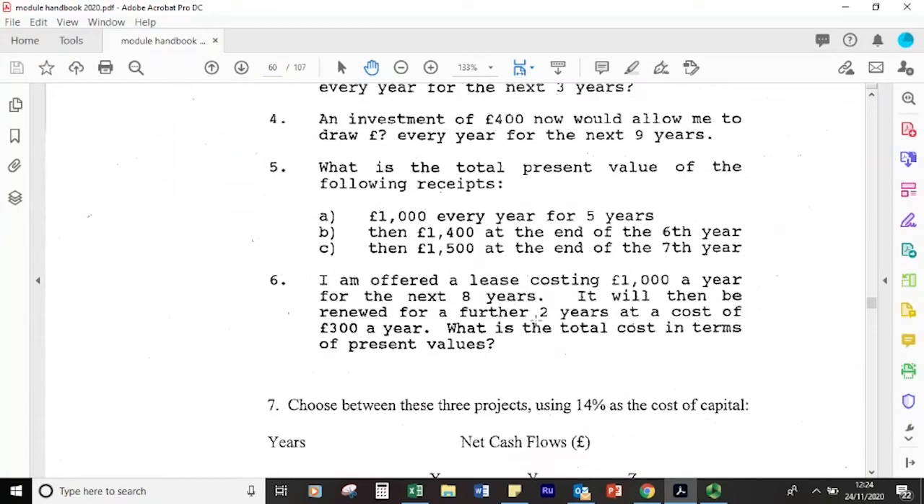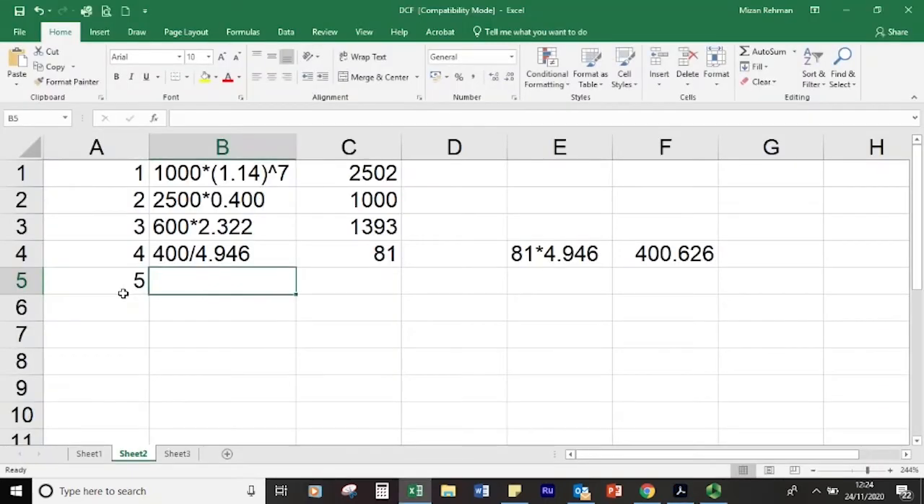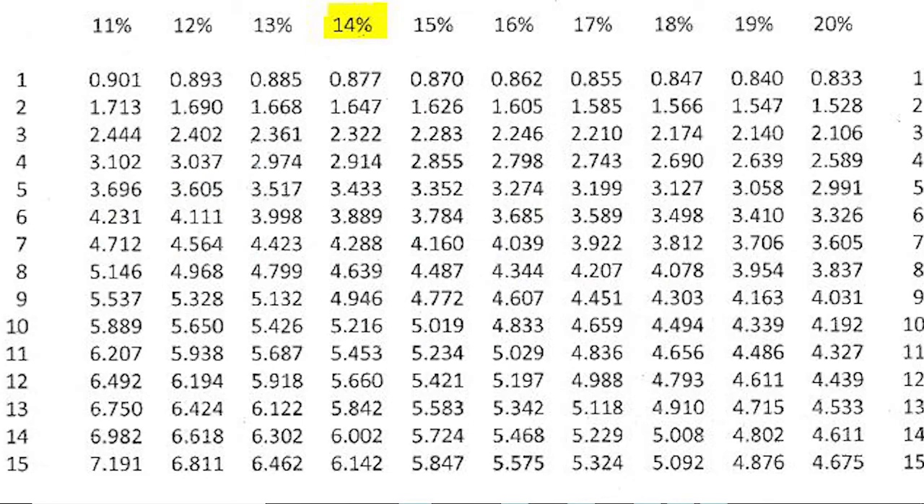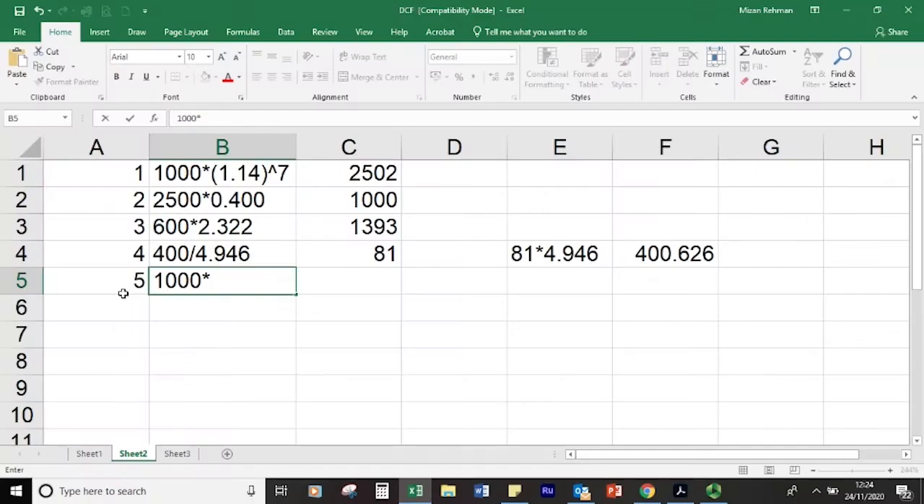What is the total present value of the following receipts? 1,000 every 5 years, so that's an annuity. Then 1,400 at the end of 6th year, so that's just one, so present value table, and 1,500 at the 7th year. What is happening? We are receiving 1,000 for 5 years every year, so that's an annuity. So looking at annuity factor for 5 years under 14%, we have 3.433.